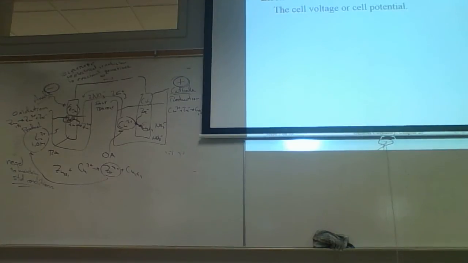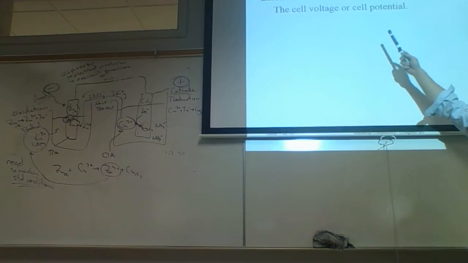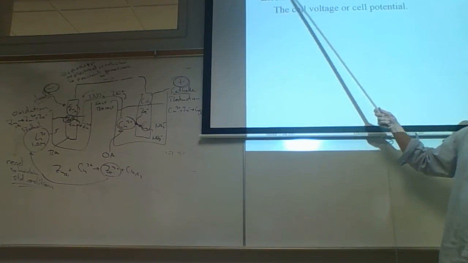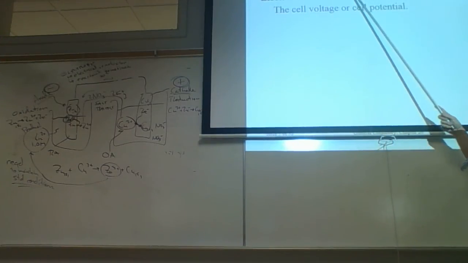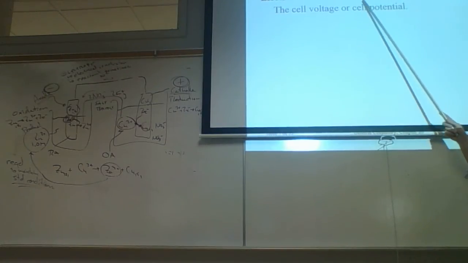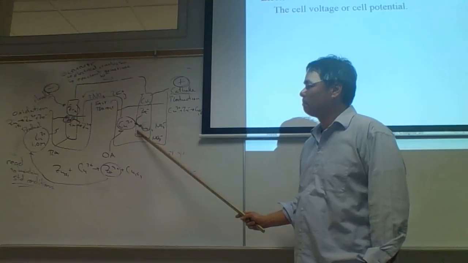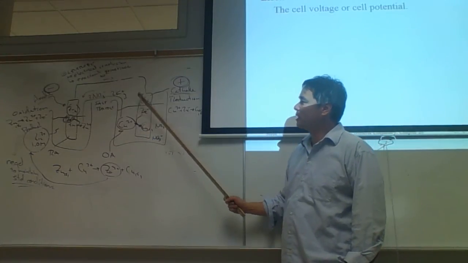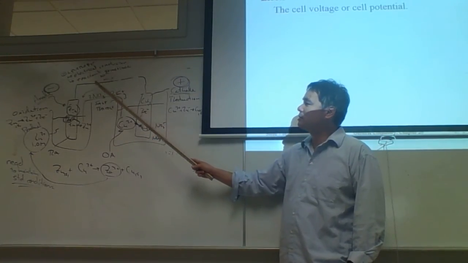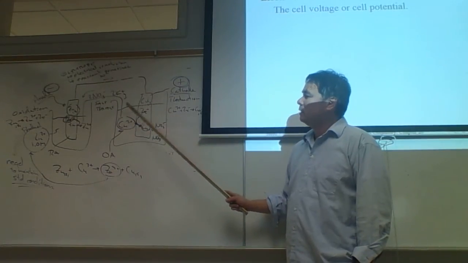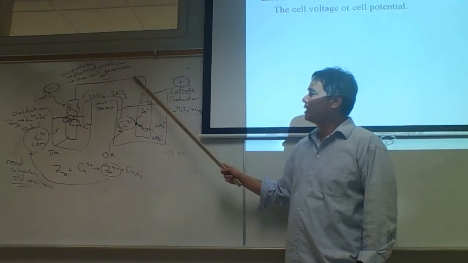The symbol for voltage is V or E, or EMF. EMF stands for electromotive force. E or EMF is the symbol. This whole thing is called an electrochemical cell, of which there are two types. There are electrochemical cells that generate electricity, in other words, electron flow. These are called voltaic or galvanic cells.